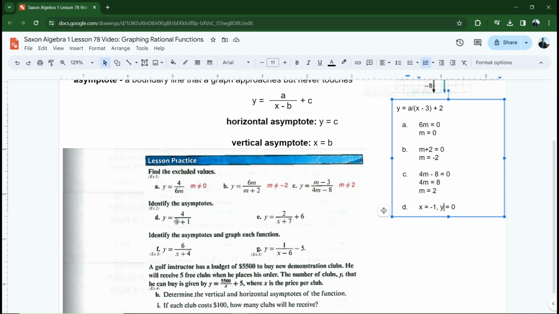I'm going to multiply both sides by x plus 1 to get x plus 1 out of the denominator. Well, 0 times x plus 1 is 0. I get the equation 0 equals 4. There's no solution to that. I get nonsense because it's undefined. Okay, so that's how you find your asymptotes.